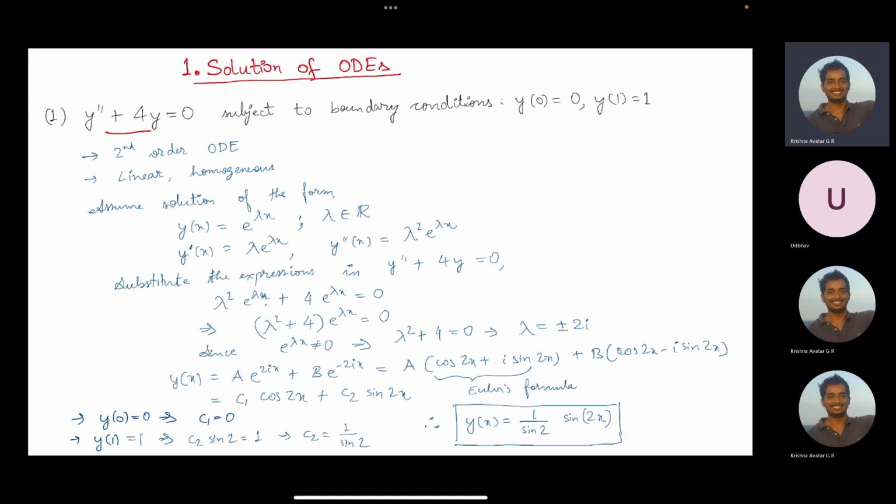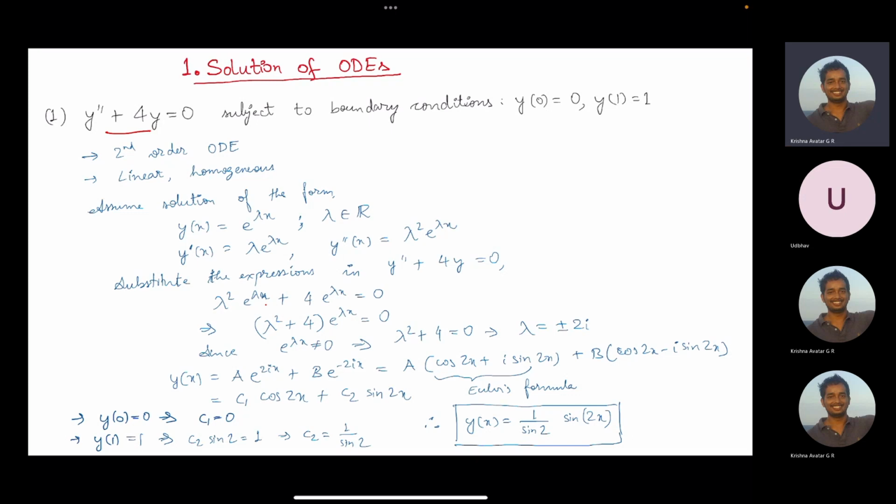We use Euler's formula, which is e to the power 2ix is equal to cosine 2x plus i sine 2x. Similarly, for e to the power minus 2ix, it's cosine 2x minus i sine 2x. By some algebraic manipulation, we make a plus b equal to c1, and i times (a minus b) becomes c2, so that we have an expression in terms of sines and cosines.